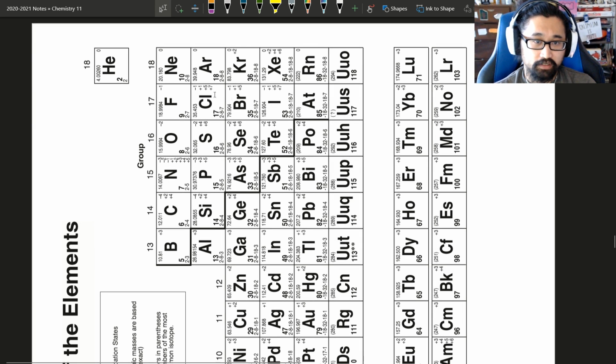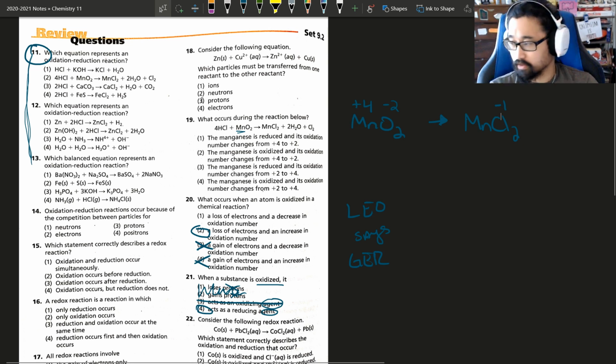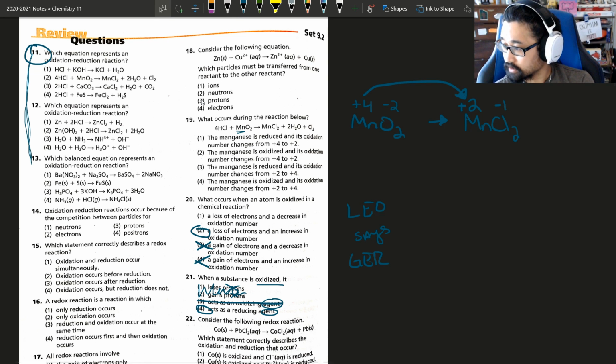Chlorine comes second, means it has to be negative. It only has this -1 here. So that's how I got, there it is, the -1 for chlorine. Because there are 2 of them, that's -2, so manganese is +2. So it goes from +4 to +2. Alright, well that means choice 3, choice 4 are off the table. If the number goes down, means we're gaining electrons. Gaining electrons is reduction. That's choice 1.